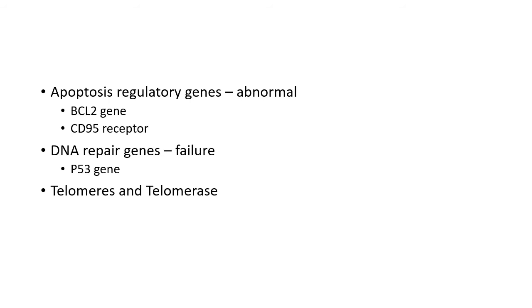The next regulatory gene is apoptosis regulatory gene. Usually, apoptosis is regulated by certain genes, for example, BCL2 gene or CD95 receptor gene. CD95 receptor is termed as apoptosis receptor or death receptor. Any abnormality in such genes can also lead to development of tumor.